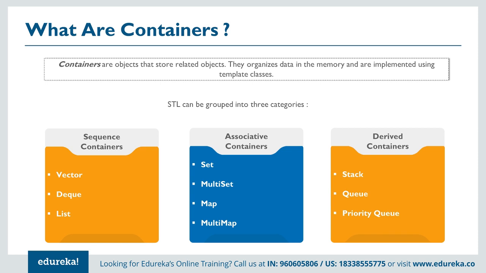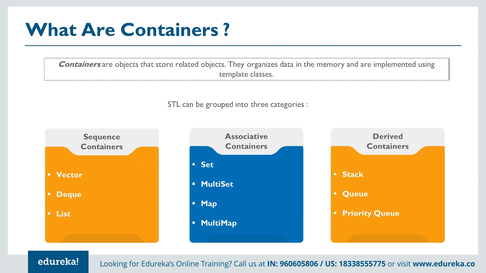Now they organize data in the memory and are implemented using template classes. So they organize the data internally in the memory, and this implementation internally is facilitated with the help of template classes in C++. Now STL can be grouped in three major categories. We have sequence container, associative container, and derived container. So under sequence we have vector, deque, and list. Then under associative we have set, multiset, map, multimap, and under derived container we have stack, queue, and priority queue.